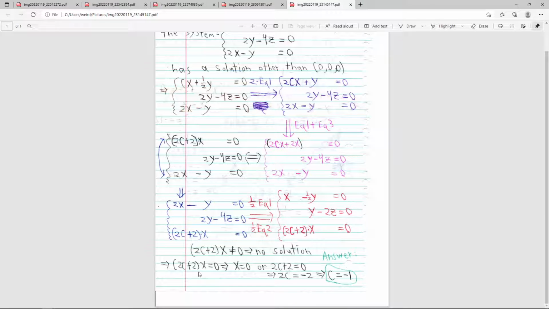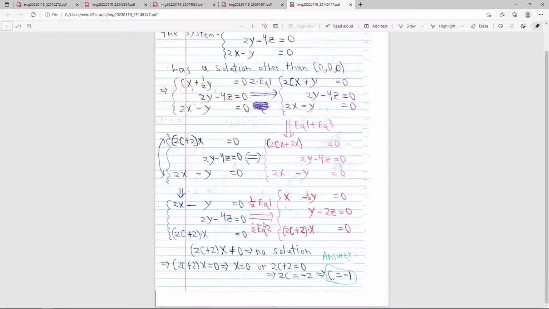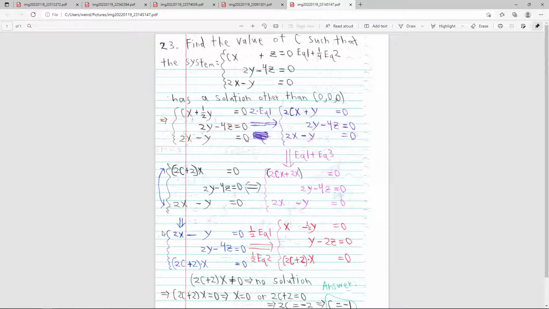So 2c plus 2 has to equal 0 then. That means 2 times c equals -2, and then divide by 2, c equals -1. And that's the correct answer. C equals -1 will give you a solution other than 0, 0, 0. It'll be infinitely many solutions technically, because you'll have a row that's 0 equals 0, but it's a different solution than 0, 0, 0. And that's all for this section.